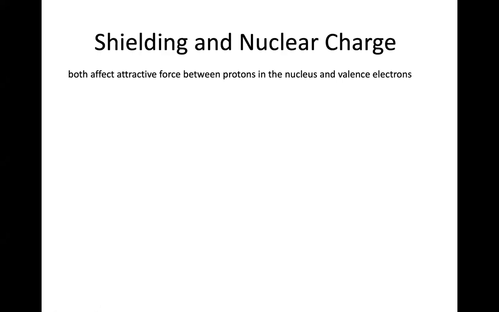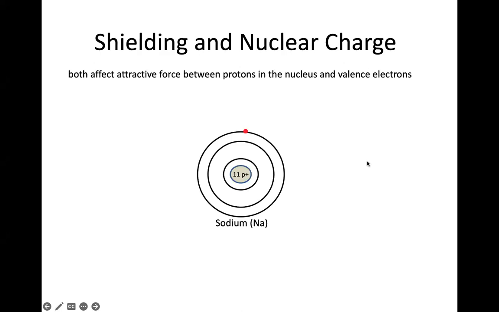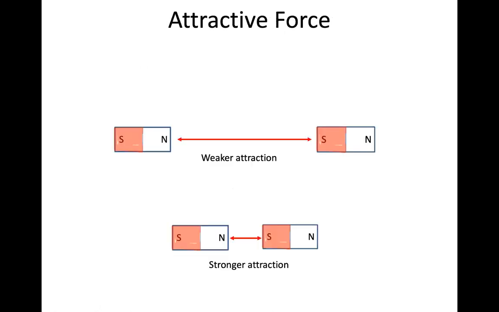Basically, both of these affect something that we would know as attractive force. If we were to look at an actual atom, one of the things that we see is that there are charges. Protons have positive charge and valence electrons have negative charge. So there's always attractive force between protons, the nucleus, and the valence electrons. That attractive force might be considered weaker or stronger depending on what type of atom it was.